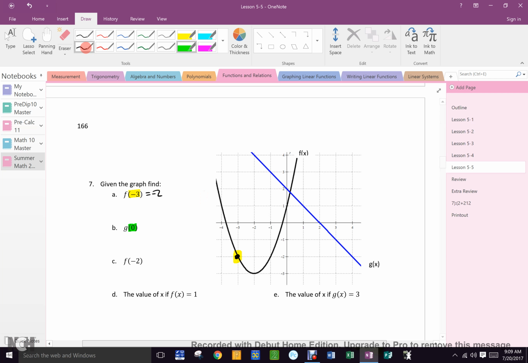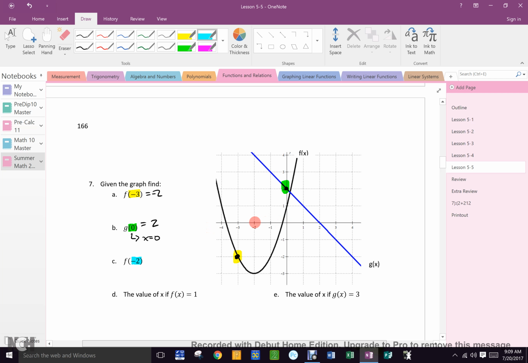G of 0. The 0 is what? An x or a y value? It is an x, so x equals 0. So I go to x equals 0, and now I need to find the output on which line? The straight one. What is it? 2. Positive 2, and I'm going to highlight that with green. And then I'm going to write it here. Equals 2. Okay, what about this one?